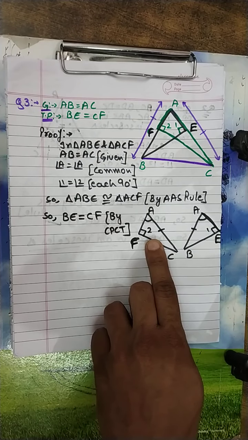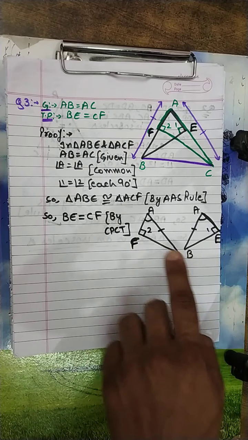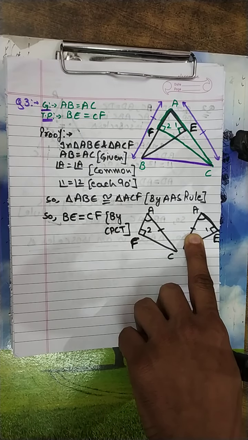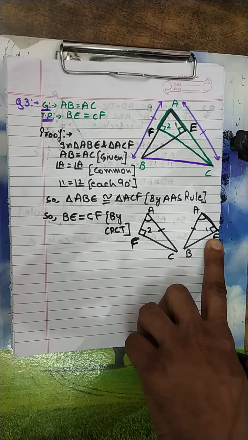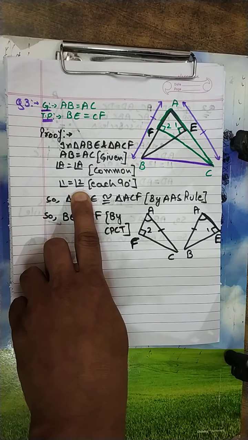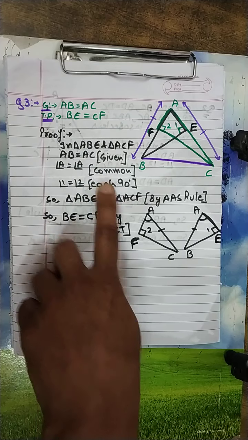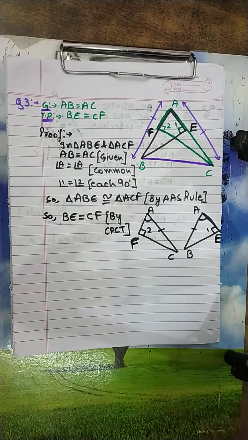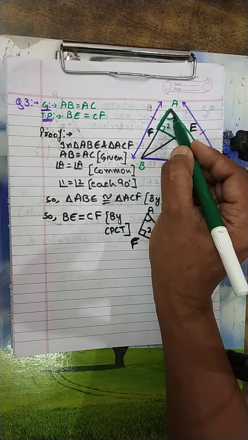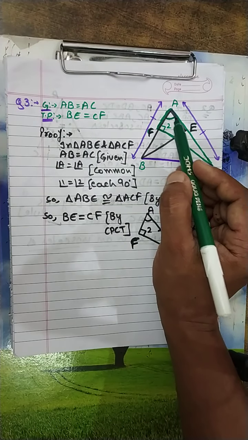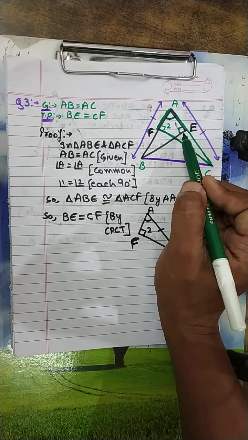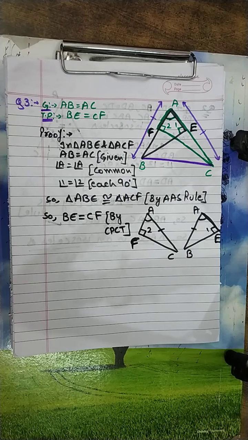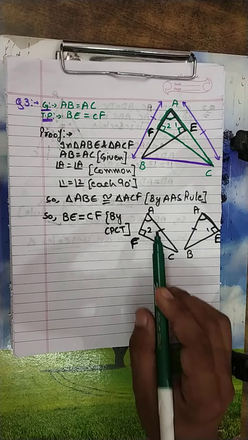Now in triangles AFC and AEB, AB equals AC, single line equals single line, 90 degrees equals 90 degrees, and angle A is common in both. You can easily see in this original diagram that angle A is a part of the black triangle, and angle A is also part of the green triangle. So angle A is common in both.